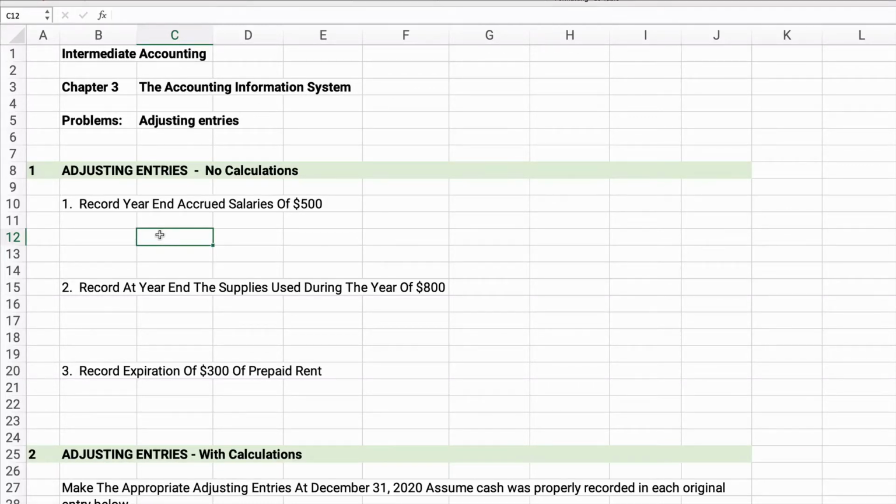Hello and welcome. Today we're working on adjusting entries in accounting. These are entries we have to make at the end of the period to make sure the accounts are up to date. Now I'm in a series of intermediate accounting, so this is chapter 3, but this also would be helpful for anybody in financial accounting or accounting principles. Any accounting student that's trying to remember how to do or have a refresher on adjusting entries.